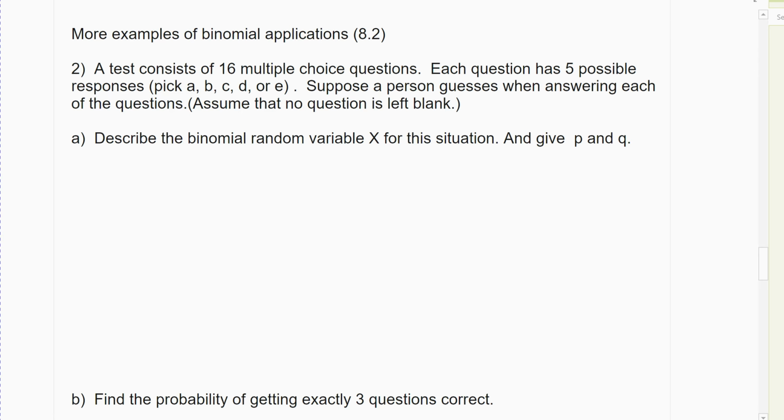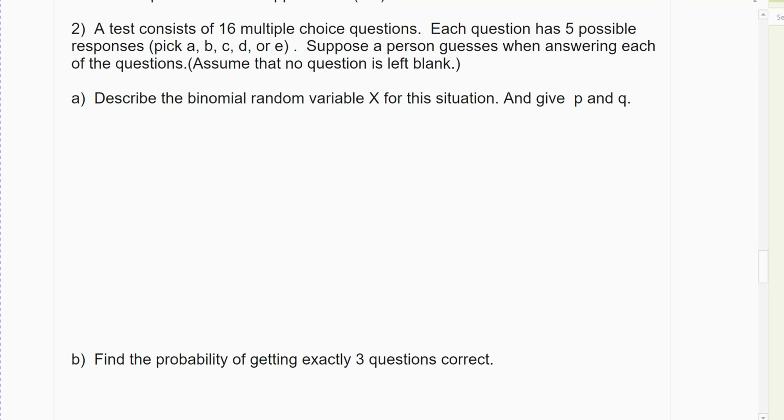Alright, so the first example here is: suppose a test has 16 multiple choice questions. Each question has 5 possible responses, so they can pick A, B, C, D, or E. One of those is the correct answer, and 4 of those are incorrect. Suppose a person guesses when answering each question, assuming no question is left blank. They are independent events, because what you do on one question shouldn't affect what you do on the next question, especially if you're just randomly guessing. And so X is going to represent the number of questions guessed correctly.